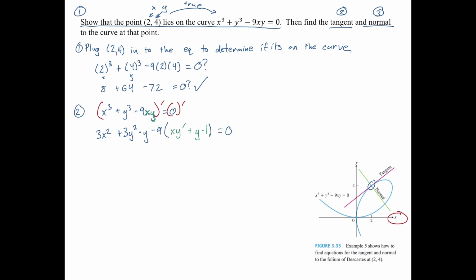So at this point, we just need to go ahead and distribute the negative 9, move things around, and solve for the y prime. So we have 3x squared plus 3y squared, y prime. Oops, forgot the y prime right there. So let's fix that. Then minus 9xy prime minus 9y equal to 0.